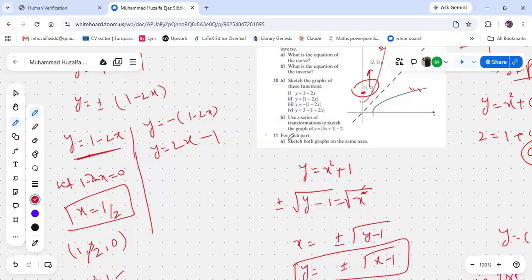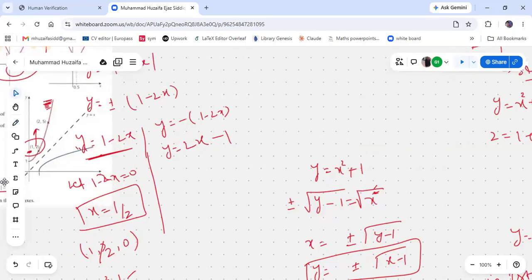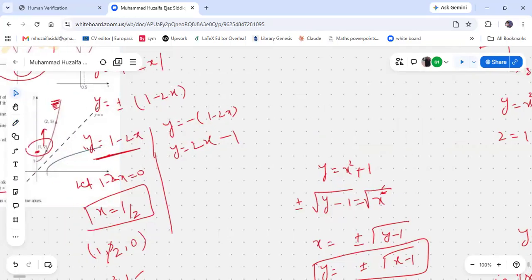After this, we use the series of transformations to sketch the graph of that function. This one is very easy. Here we have the absolute function, it means we have two types of the function, one is positive and one is negative, and you can simplify it. This is the easiest function. I'm giving you some clue points of this function, and after this you can do some of the problems.